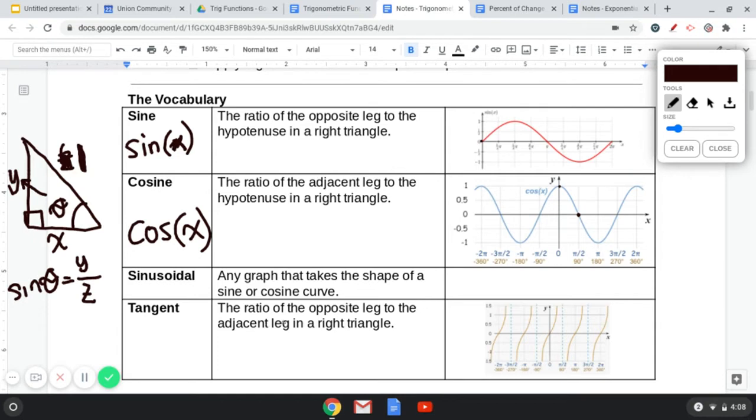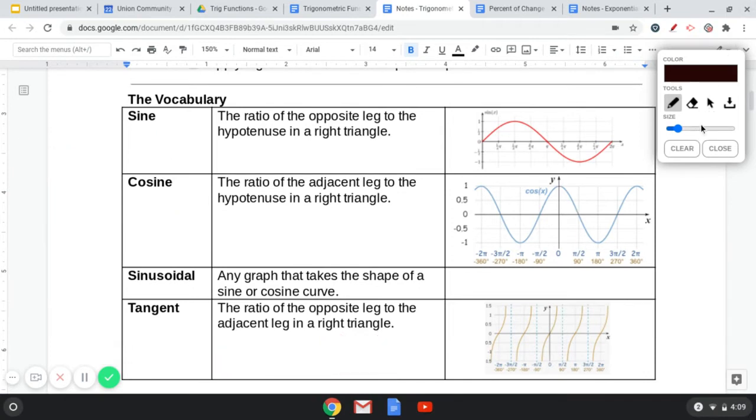And tangent is the ratio of the opposite leg to the adjacent leg of a right triangle. Here's the graph of tangent. See these dotted lines? These are not part of the graph. These are the asymptotes. And remember that I'm going to write this. Tangent of some angle x equals sine of that angle over cosine of that angle. That's important for tangent. The tangent is sine over cosine. All right, let's keep moving here.